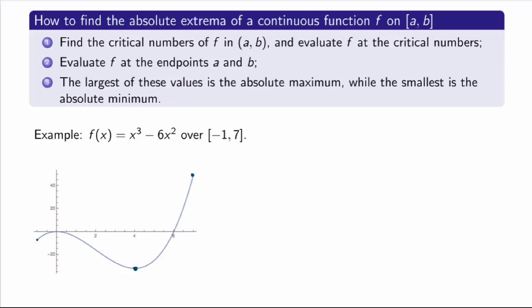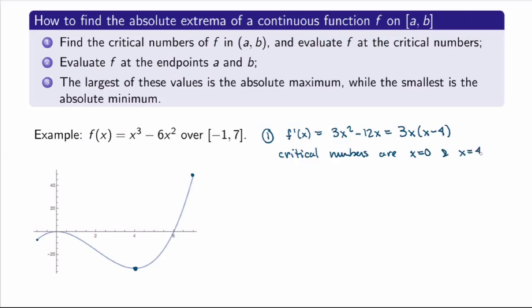So let me now apply this method to find the absolute min and max of our favorite function, which was defined over the interval between minus 1 and 7. So the first step is to find the critical numbers of the function. The function here is differentiable, so the only critical numbers will be at the zeros of the derivative. So I calculate the derivative, I get 3x squared minus 12x, which is 3x times x minus 4. And then the zeros here will give me the critical numbers. So there are two critical numbers, which are at x equals 0 and x equals 4.